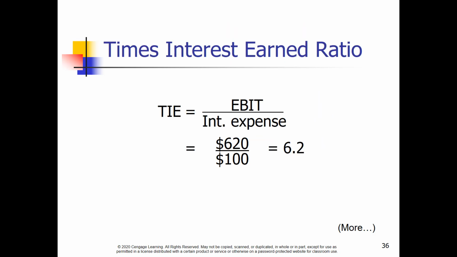Times interest earned is also called the interest coverage ratio. It tells us if the firm is earning enough to cover their debt payments. A coverage ratio of 6.2 is relatively strong, indicating Computron has sufficient earnings to pay the interest on their debt. This is a ratio a lender would be concerned with in considering extending more credit to the firm.